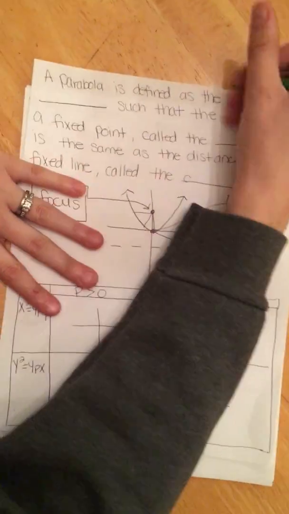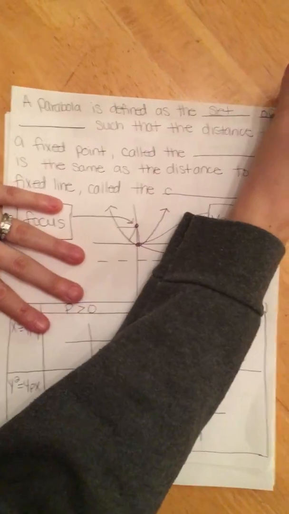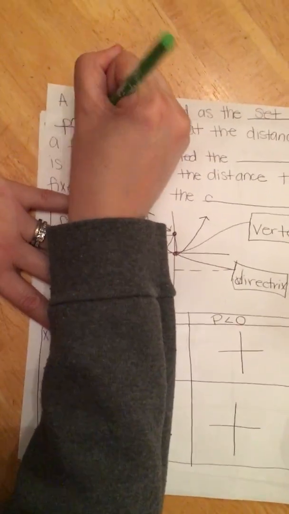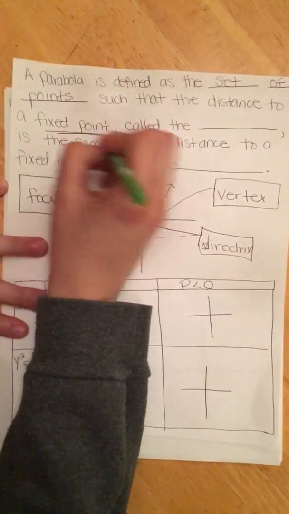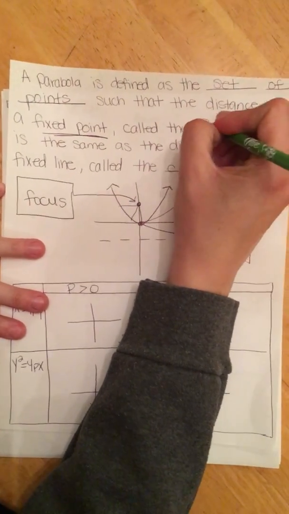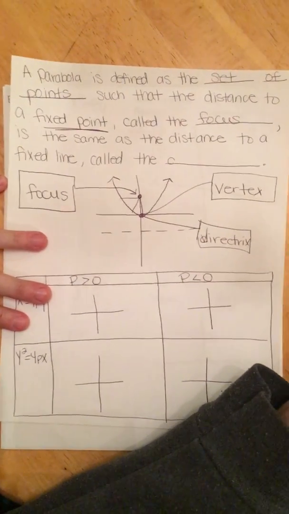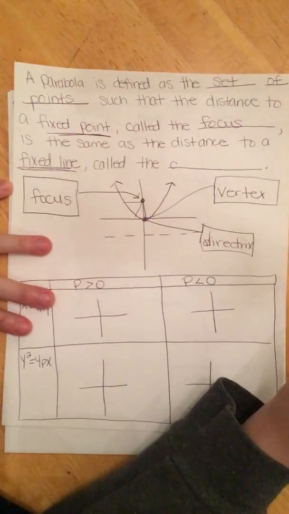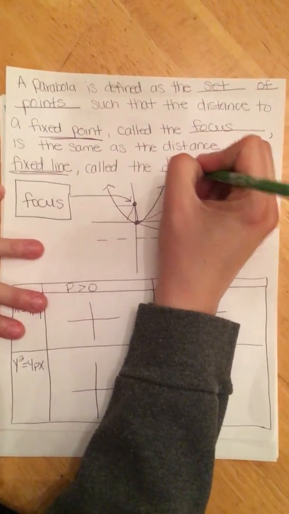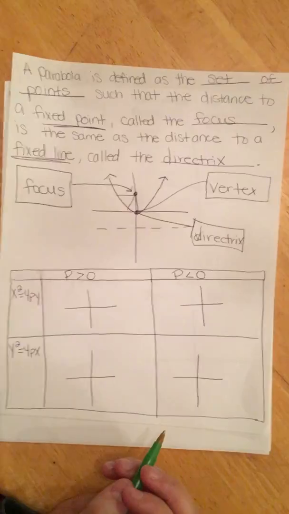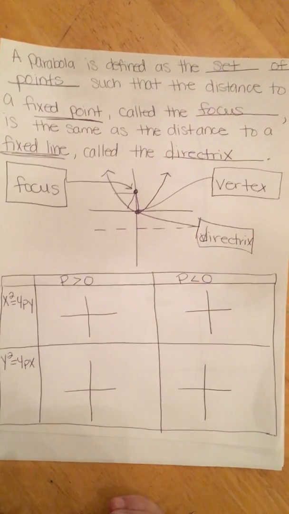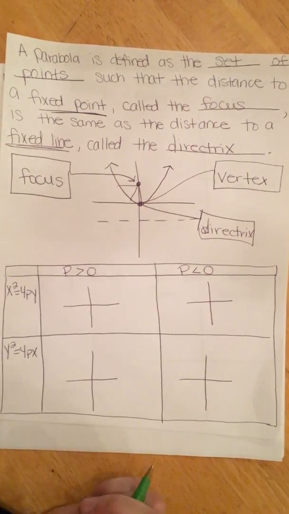Okay, so a parabola is defined as a set of points such that the distance to a fixed point, and this is important, a fixed point, it doesn't move, called the focus, is the same as the distance to a fixed line, a line that does not move, called the directrix. So the focus and the directrix are the two pieces of information that you are going to have on every single graph. You cannot use 149 to graph these parabolas, by the way, but I will show you another way to get around it.